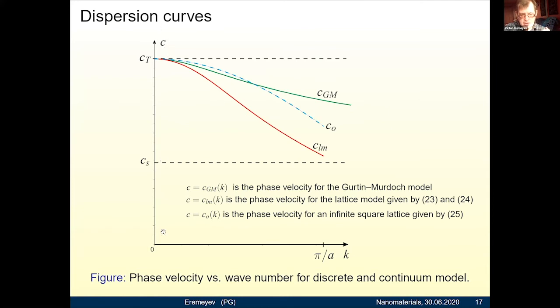We have the dispersion relation, we have phase velocity c here, we have k, the wave number. What is the difference? Here we have the region between cs and ct, the region where all of these waves exist. C0 is the dispersion relation related to an unlimited, unbounded square matrix. Here we have the classical Gurtin-Murdoch model, which is the green line. Here is just for the Gurtin-Murdoch model.